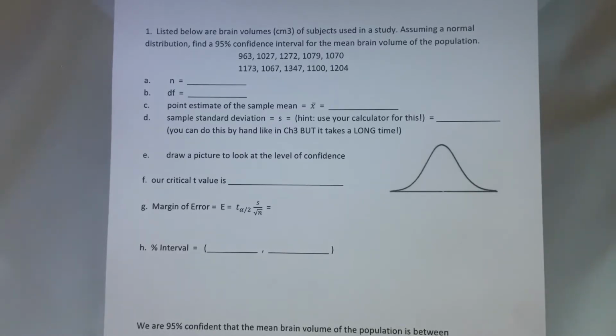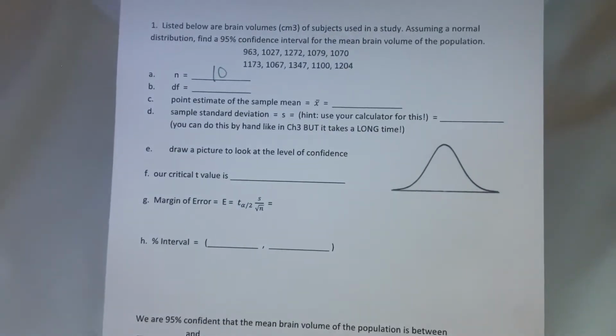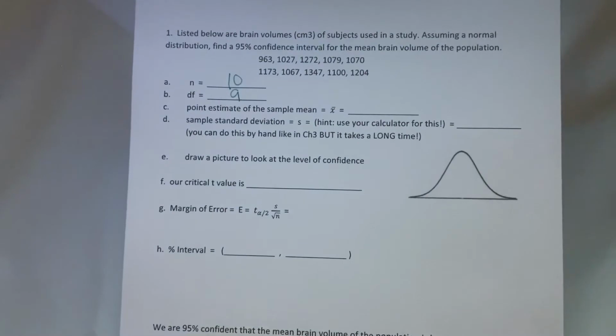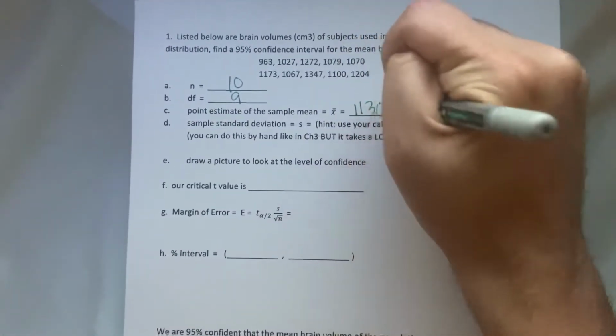So we have the same 10 brains as before. N is 10. If we have 10 brains, you have one less than that for your degrees of freedom. So we have 9 degrees of freedom. What does that mean? Well, we know from the sample mean that we calculated earlier by adding them all together and dividing by 10, our x bar is 1130.2.